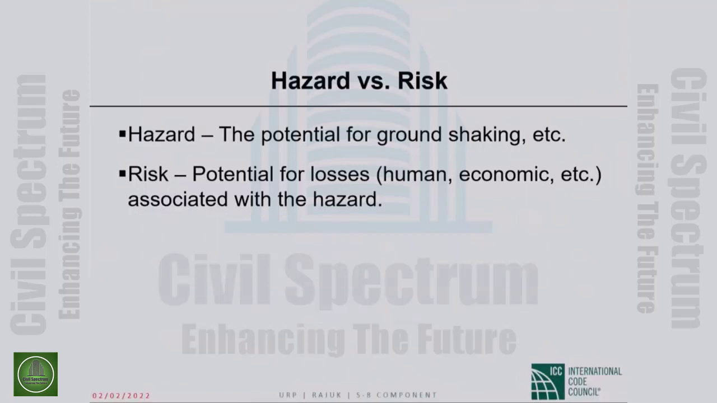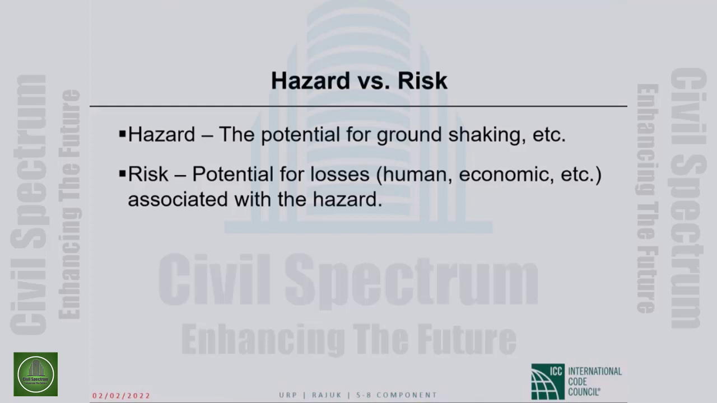Now, hazard versus risk. Those terms you will see all over the place. Sometimes they are used synonymously as if they're the same thing. They are not the same thing. Hazard is the potential for ground shaking or something else, a potential for some typically adverse event. The potential for something good happening is never called a hazard. Okay? It is something bad happening. The potential for that is called hazard.